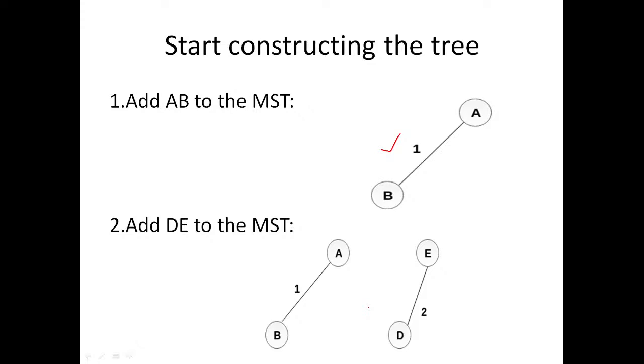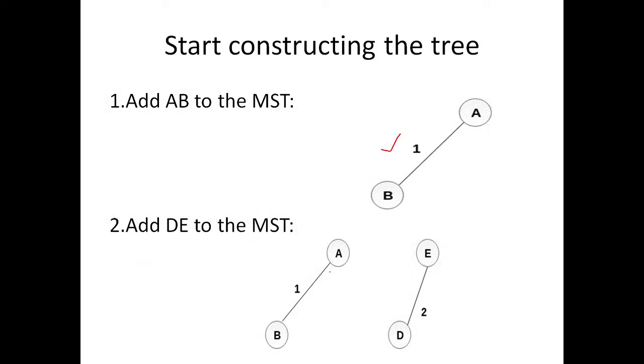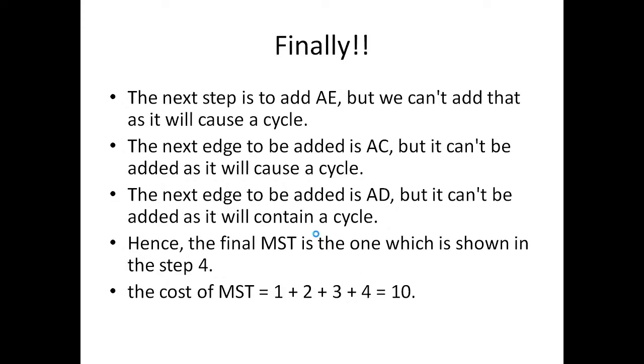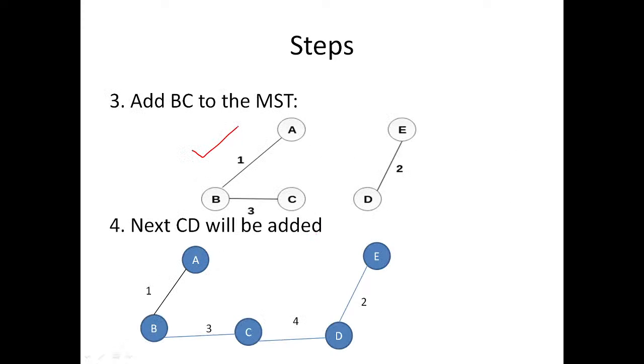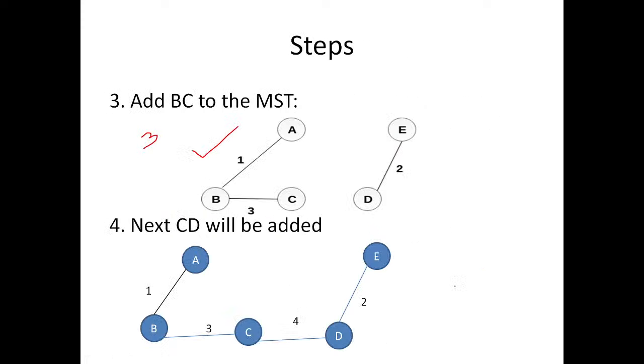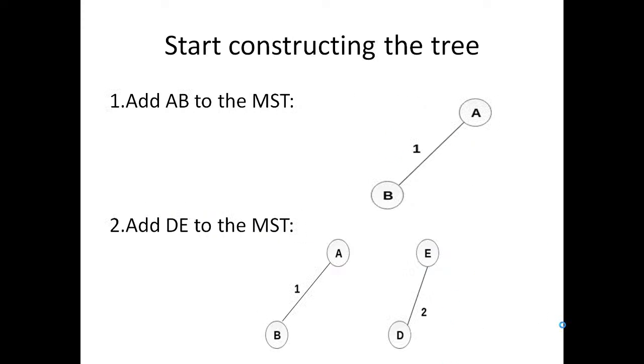Okay, next one is DE. See, in this table, DE is next. Not creating any cycle, considered. Okay, third one is BC. BC, not creating any cycle, considered. And fourth one is CD. See the table, CD. CD, not creating any cycle and connecting the graph, and we have got all the edges. Now, if we consider the rest of the edges, AE, AC or AD, suppose we are considering them.